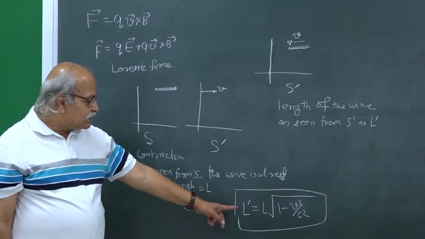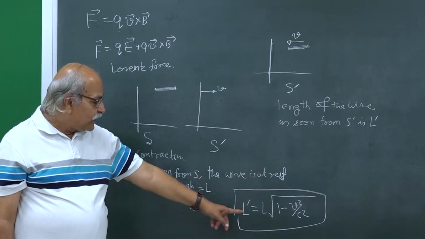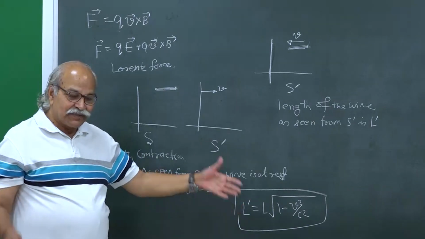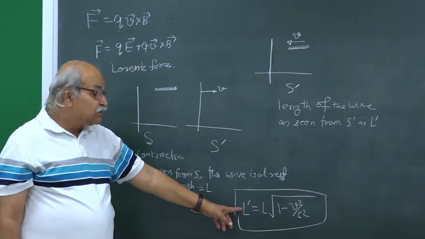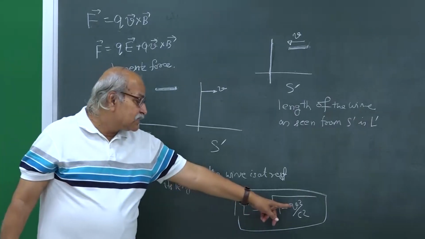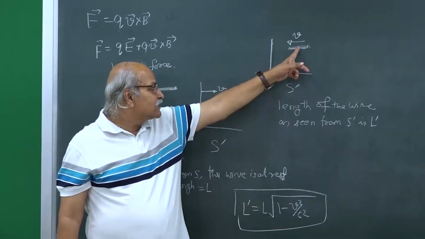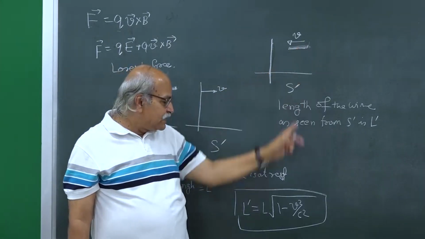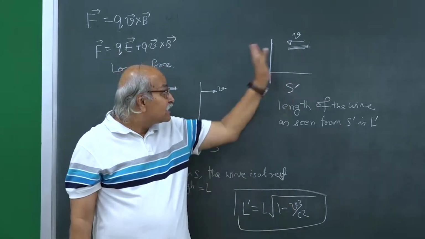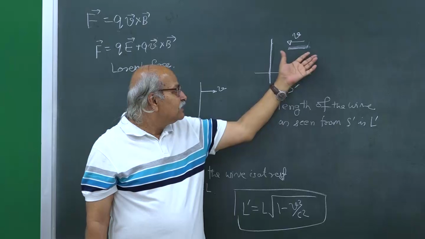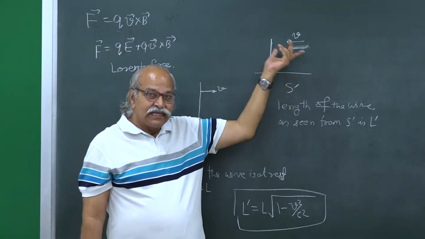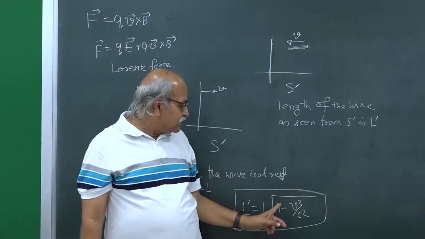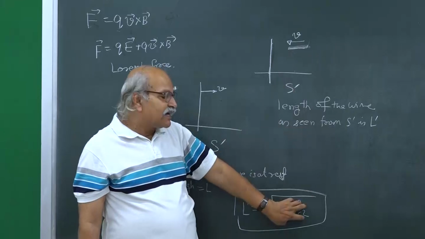L prime is the length measured when the rod, the wire, that length, the separation, whatever distance you are measuring, is moving with respect to you with a velocity v. This wire is moving with respect to S prime with a velocity v. We only need speed here. The length contraction is in the direction of motion. So, in that direction, whatever is the speed v, we get this factor, 1 minus v square by c square under the square root.